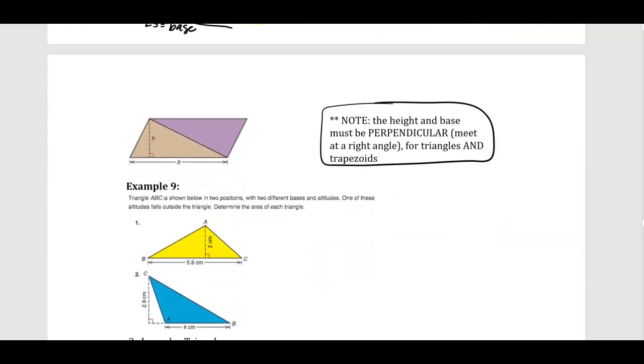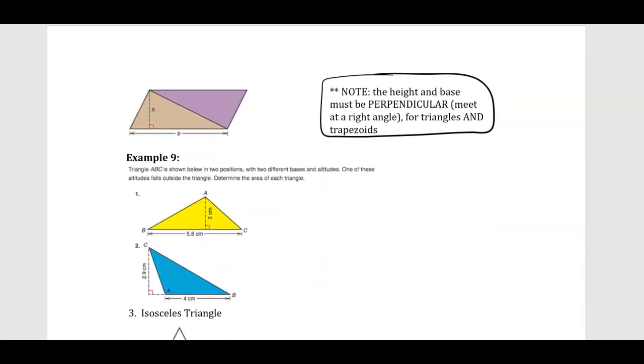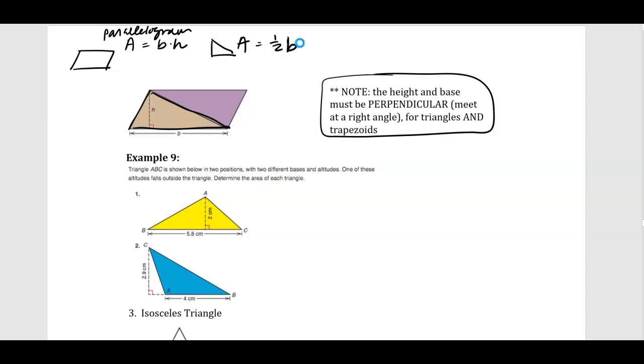And just to mention where that formula comes from, remember that the area for a parallelogram, which looks like this, is base times height. Well, a triangle is half of a parallelogram. So the area for a triangle, or half of it, would just be 1/2 base times height. So that's where that formula comes from.